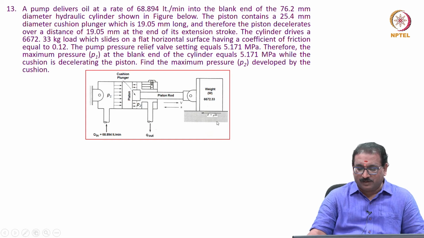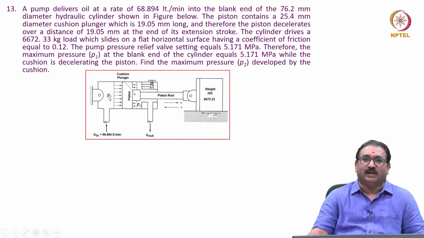While the cushioning is decelerating the piston, find the maximum pressure P2 developed by the cushioning. You will see here, friends, the coefficient of friction is there, which is opposing the load movement, F equal to mu into W. Here I am taking some of the parameters. P1 is the head side pressure, P2 is the rod side pressure, the velocity is taken as V, acceleration is taken as A.